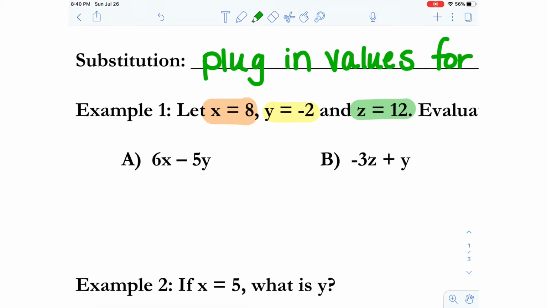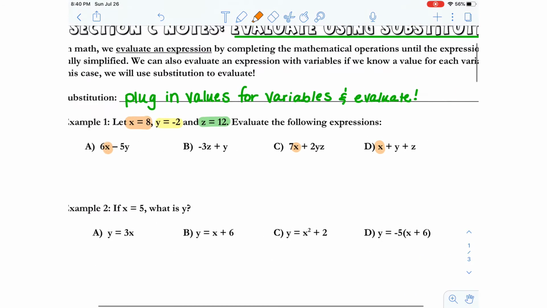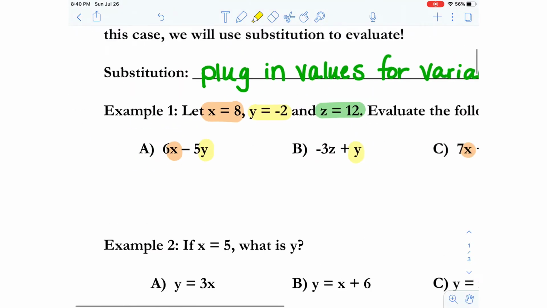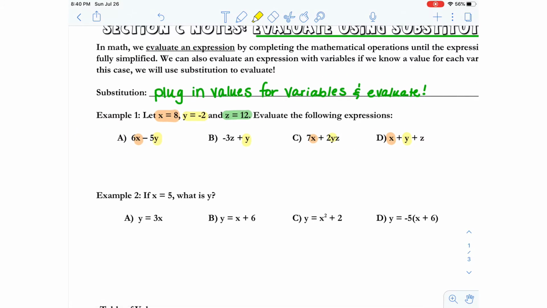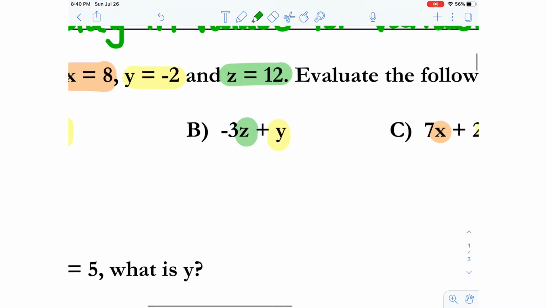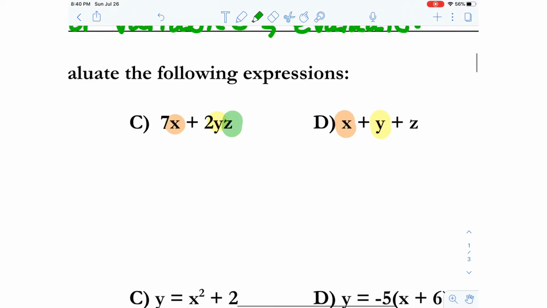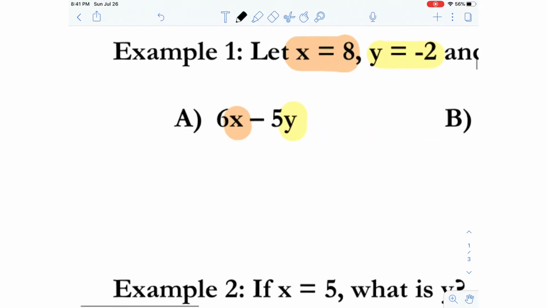So all I'm going to do, you guys, is anytime I see an x, I'm going to replace it with an 8 because we know that the value of x is 8. Anytime I see a y, I'm going to replace it with a -2. And when I'm replacing with a negative, I'm going to be really careful because I'm going to use parentheses, because negatives, you know, they throw things off sometimes. And then finally, z is going to be replaced with a 12. All right, so I'm just using colors to kind of show you where things are going to be plugged in. And now I'm just going to plug and chug, as we say in math.